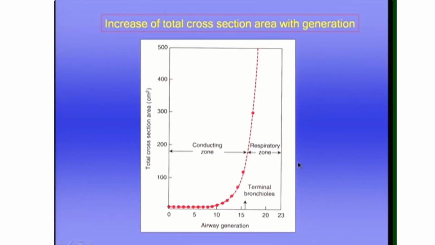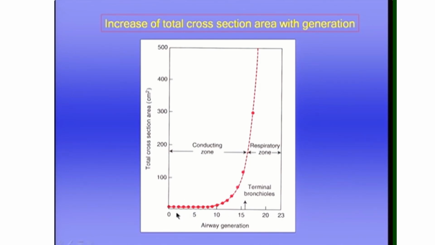So let's look now in more detail at some of the aspects of ventilation, and I'm going to start with one of the implications of the Weibel model, which is shown here. Now, what we've got here is the total cross-section of the airways of each generation, plotted against the airway generation itself, as you can see.